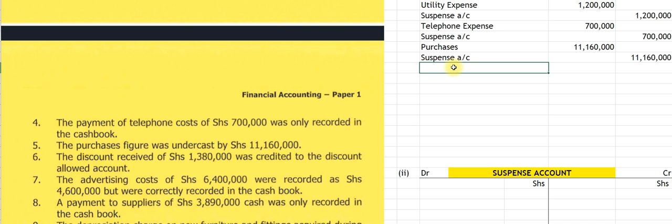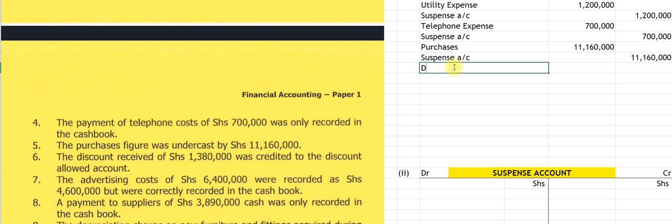Then the discount received of shillings 1,380,000 was credited to the discount allowed account. The discount received, which is an income, was credited to the discount allowed account. Now, discount received is an income, a credit balance, while discount allowed is an expense, which is a debit balance. This is an error of principle, and of course, it will affect your profit because instead of recording in the income account, they are recording in the discount allowed account. So you have to cancel out the entry in the discount allowed account, and then make the correct entry in the discount received account.